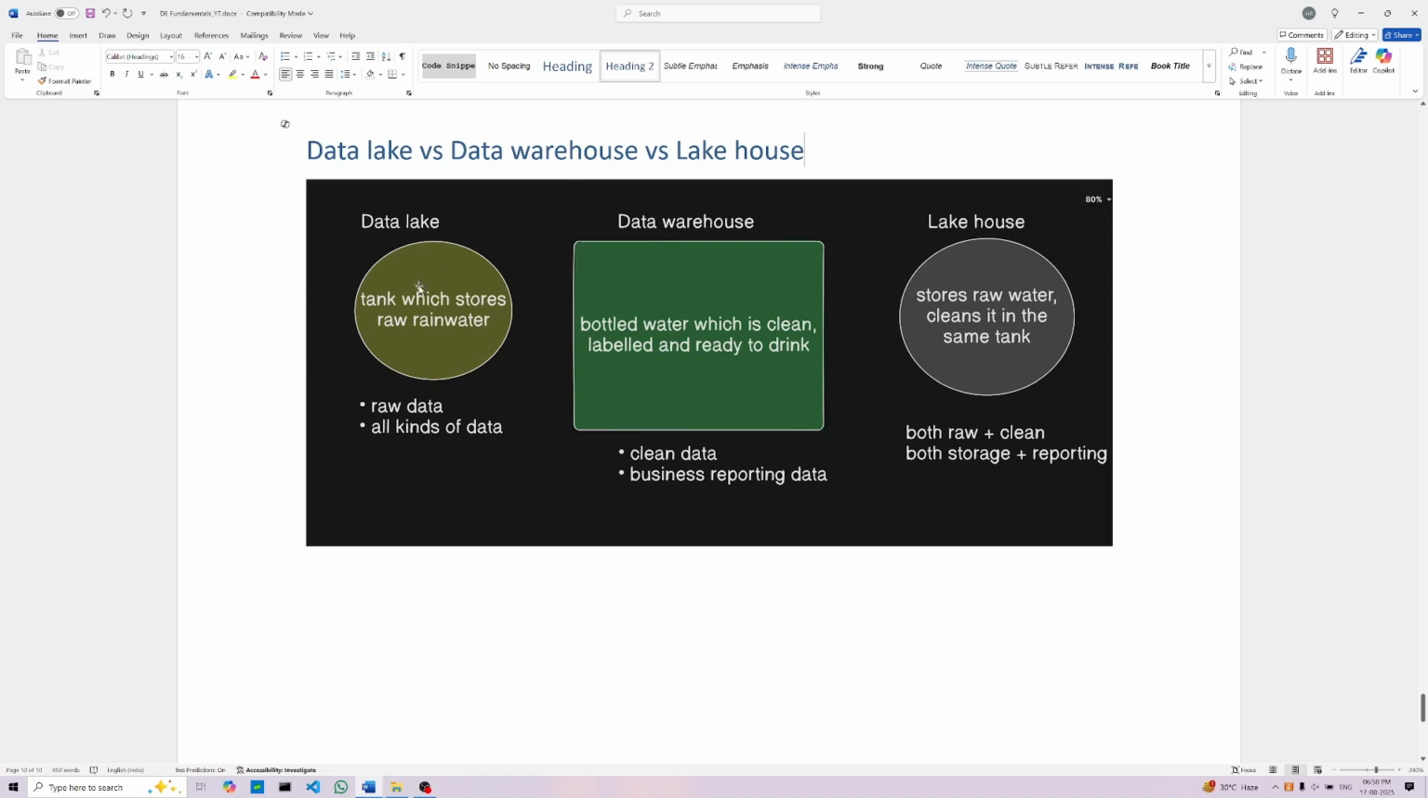Okay, so data lake is raw data, that means all kinds of data. Data warehouse is clean data which will be used for business reporting, and lake house is both raw plus clean data. Okay, it will be used for both storage and also for reporting.